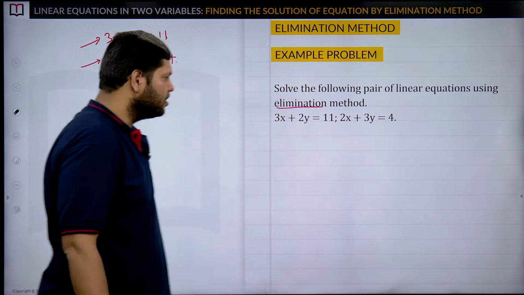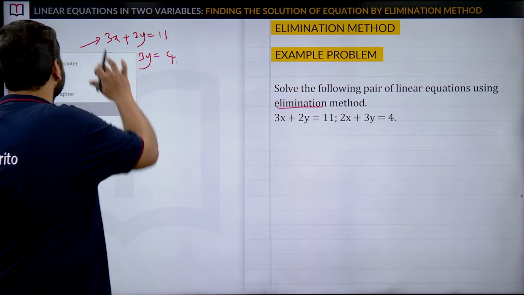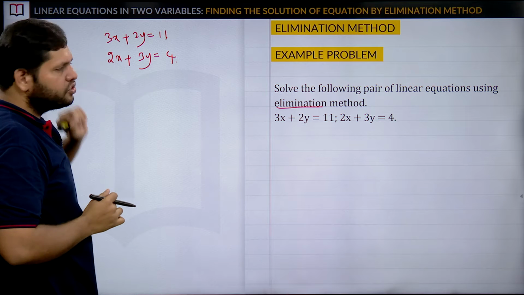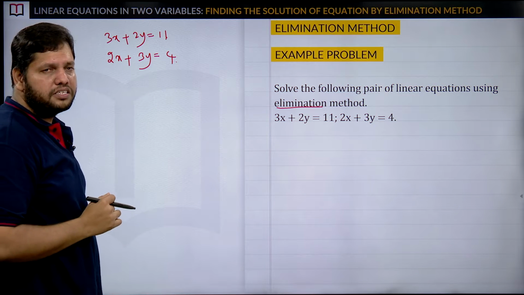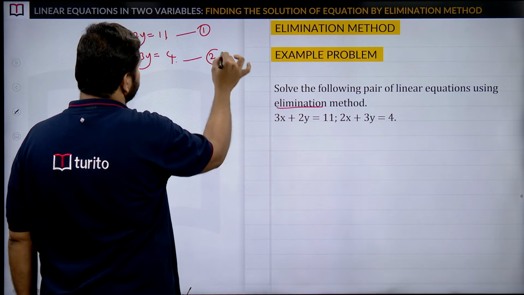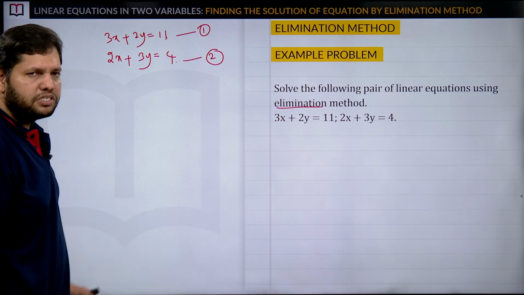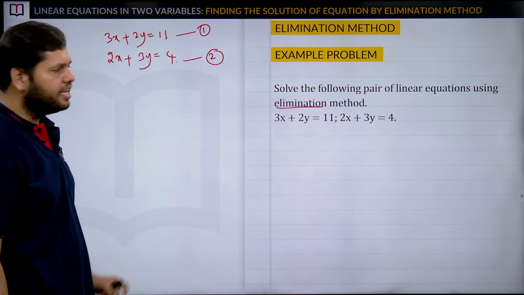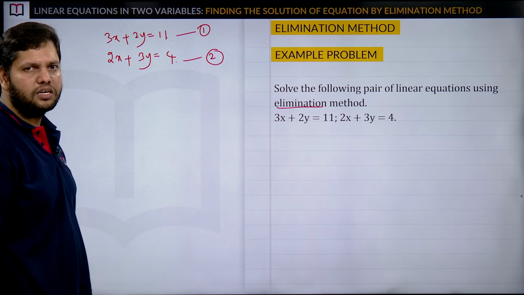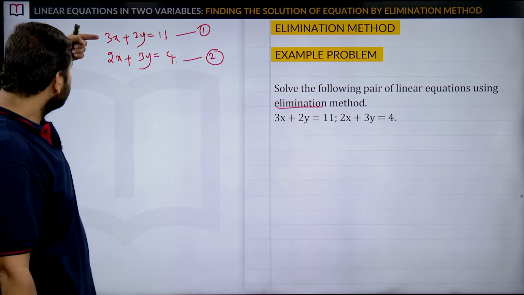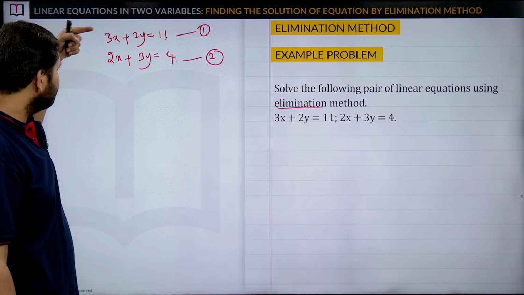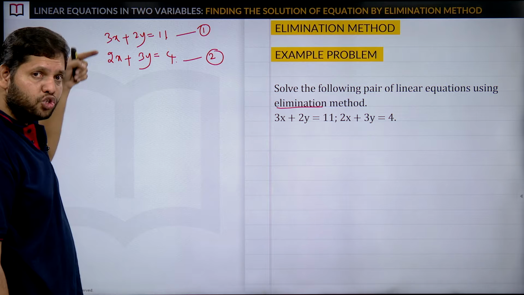Okay, listen, children. Here, what is the x coefficient, children? In the first equation, 3 is the x coefficient, isn't it? You can take this as the first equation and this as the second equation. For the first equation, what is the coefficient? 3. In the second equation, what is the coefficient? It is 2. Yes or no, children? So what I am doing, I want to make the coefficient of x in the first equation and second equation both the same.